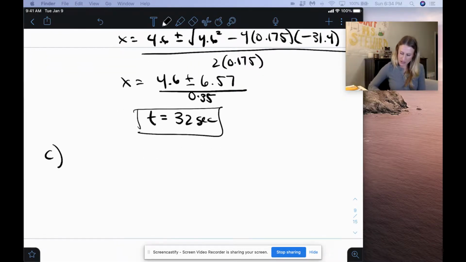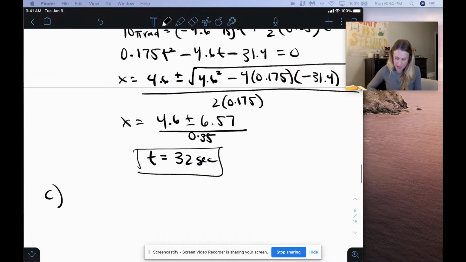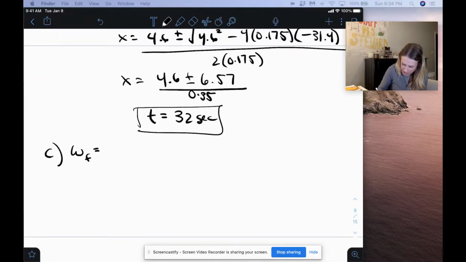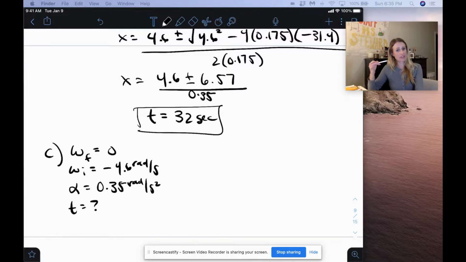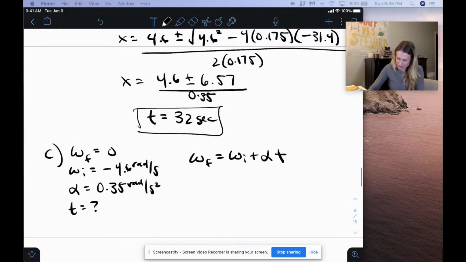So for letter C, we want to know when we momentarily stop. That means our final angular velocity is 0. Again, we know initial was a negative 4.6 radians per second, and our angular acceleration was a positive 0.35 radians per second squared, and we're looking for time t. The equation with initial and final velocity, acceleration, and time is final velocity equals initial velocity plus acceleration times time. You're very used to seeing this equation. It's just the first basic equation, but in rotation form.